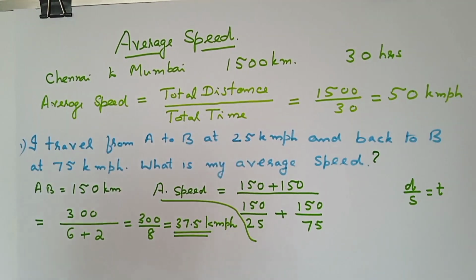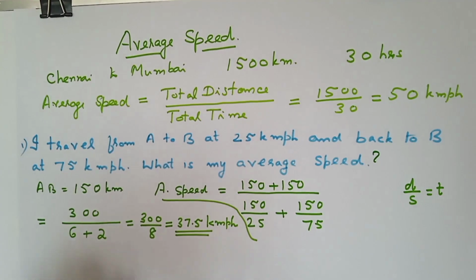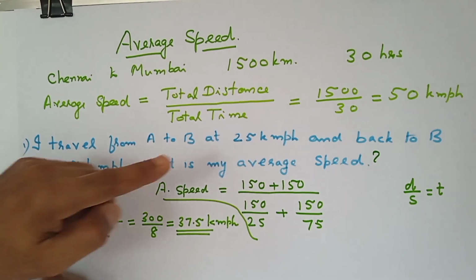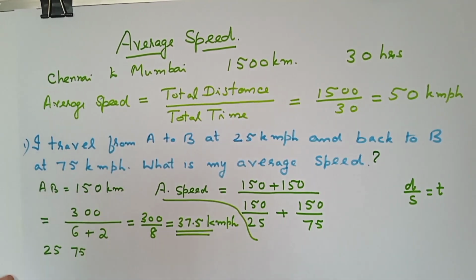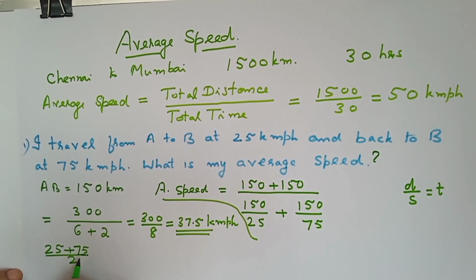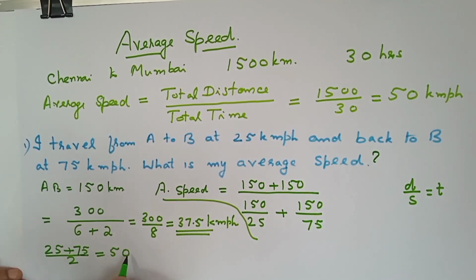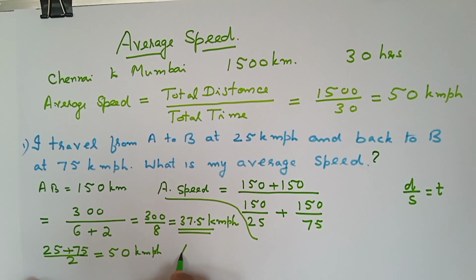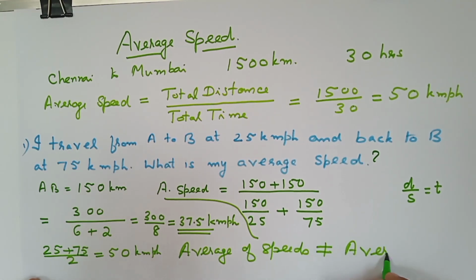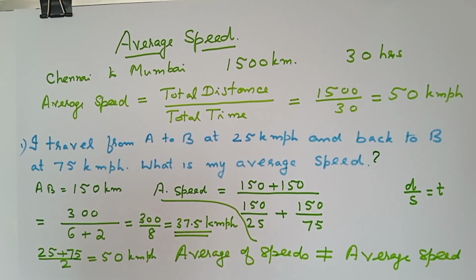Let me show you something else. Generally, people tend to take the average speed as the average of these two figures, which is wrong. You may call that average of speeds. See, this is what people do. First it was 25, second it is 75. So what do people do? They will take the average. This is wrong. This on simplification is 50 km per hour. Maybe you can call this average of speeds. That's not equal to average speed, which we got as 37.5 km per hour.